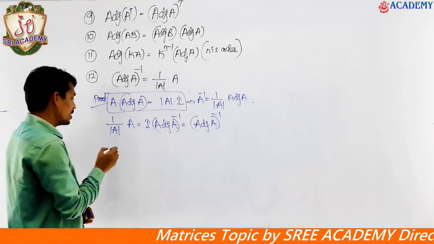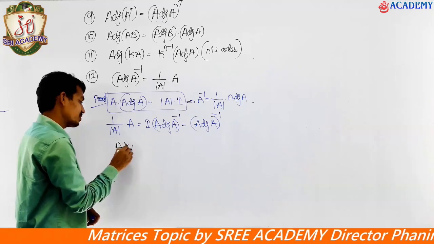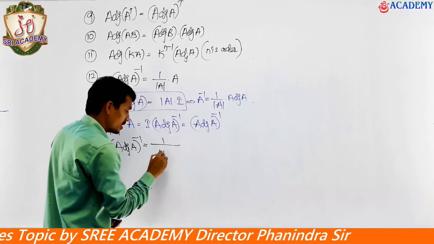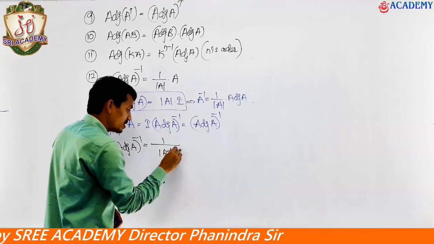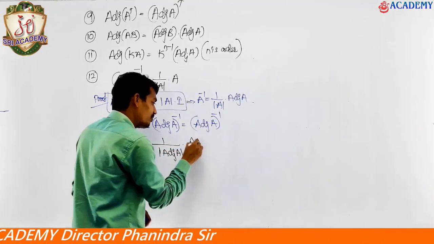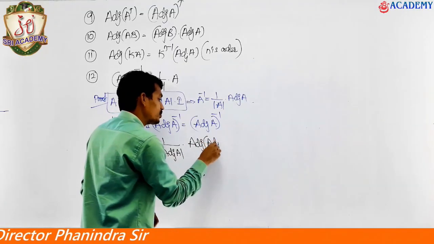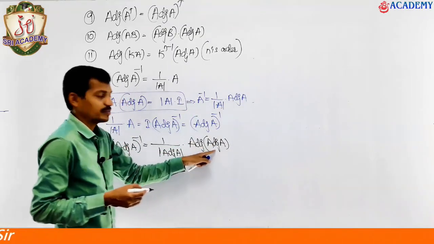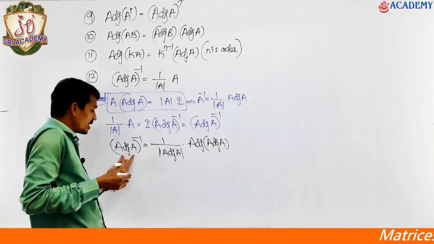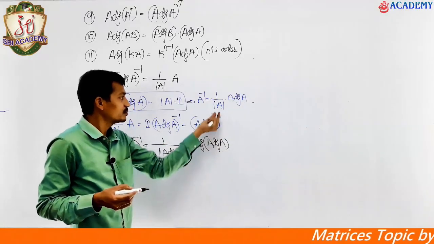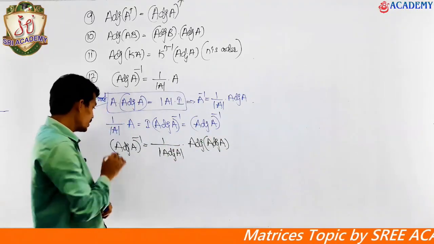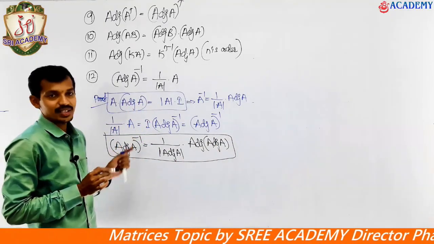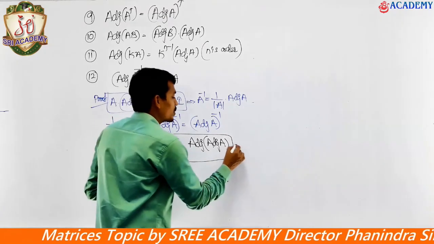If we write adjoint of A whole inverse using the inverse formula, in place of A you have to replace the adjoint matrix: 1 by determinant of adjoint into adjoint of adjoint. I just replaced A with the adjoint matrix. With that you got this formula. This is actually the adjoint of A whole inverse formula, but there is no need of doing this one.